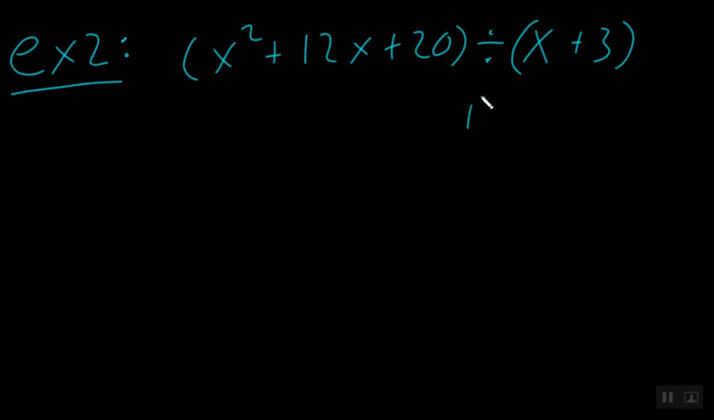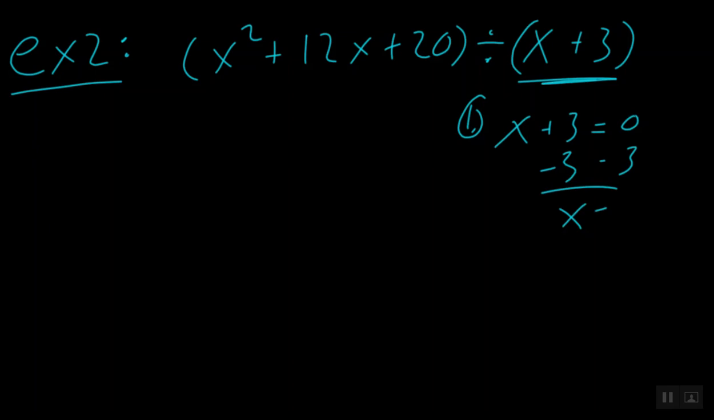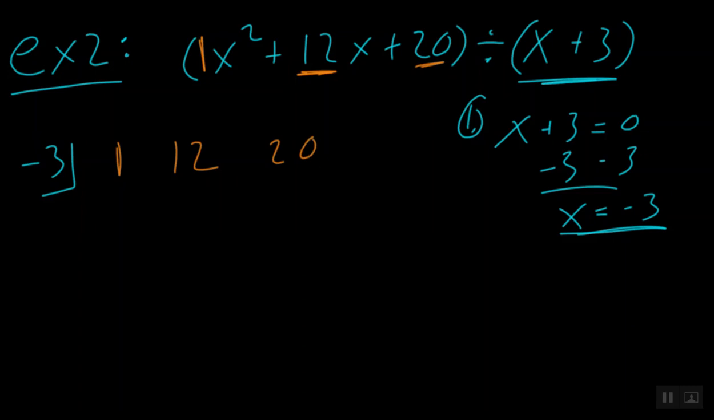Okay, so how do we start this off? Well, step number 1, whatever our divisor is, we want to set that equal to 0. So x plus 3 equal to 0. In order to get x by itself, of course, we'll subtract 3 from both sides, and x is equal to negative 3. So this is the number, negative 3, that we use for our synthetic division. Okay, the next thing here, we see our coefficient of 1, so I put a 1. We see a coefficient of 12, I put a 12. And we see a constant of 20, I put a 20. And I draw my line.